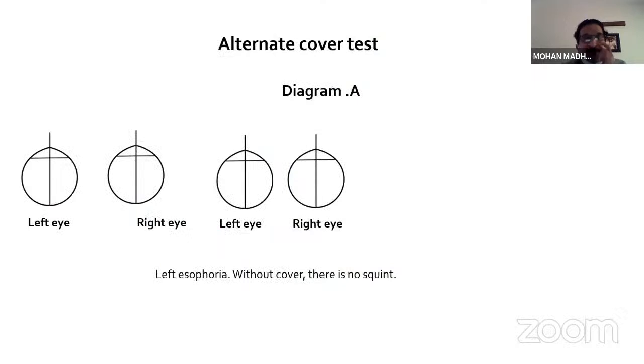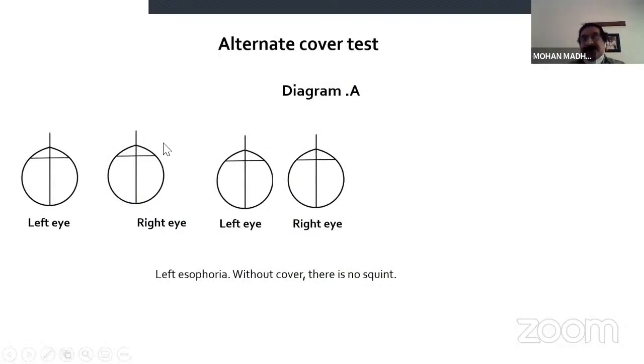Let us see this picture. Now here, both eyes look parallel, no? There is no squint, apparently no squint. But truly, this left eye actually has esophoria. That means latent squint in the left eye. But you are not seeing it because the patient is viewing with both eyes. The fusional vergence system keeps it aligned and parallel.